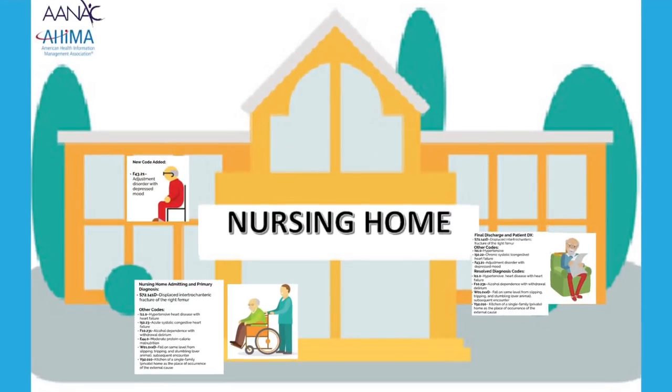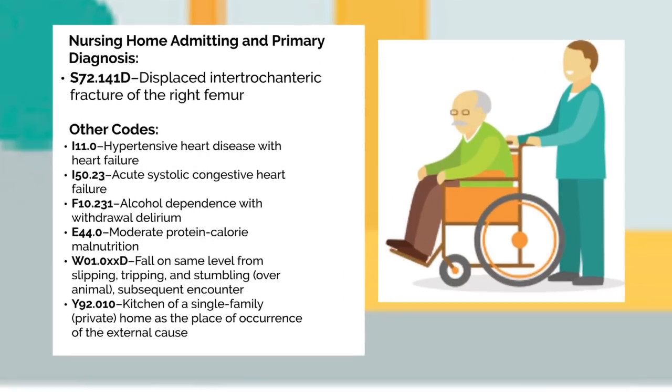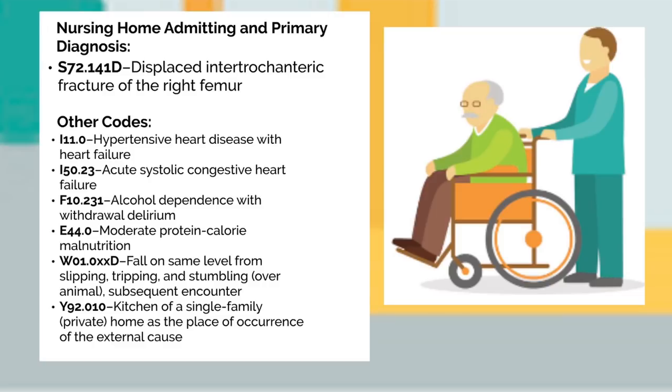By day 6 after admission, Mr. Jones is showing good improvement and is discharged to the skilled nursing facility. The admitting diagnosis to the skilled nursing facility is a displaced intertrochanteric fracture of the right femur. This changes the 7th character of the diagnosis code to a D, meaning subsequent encounter.